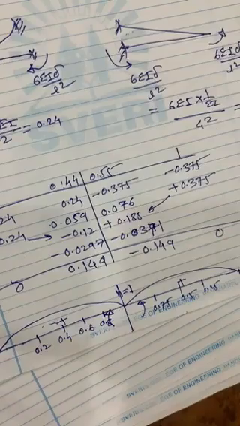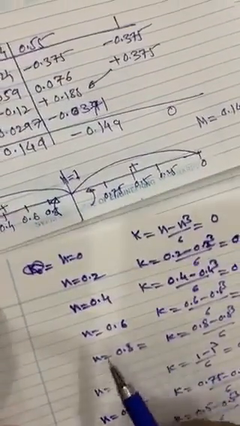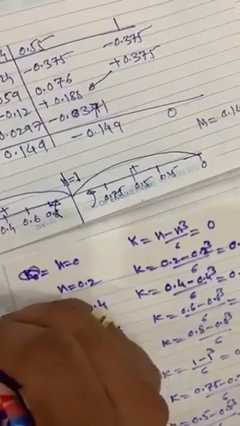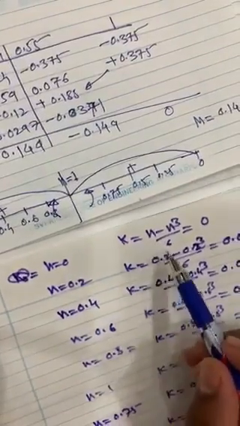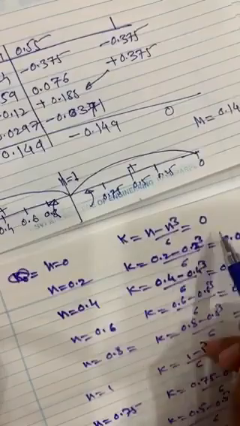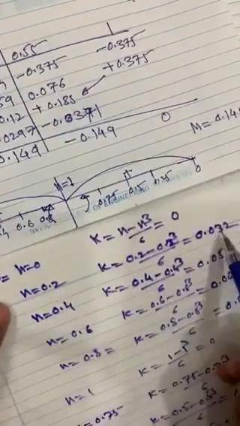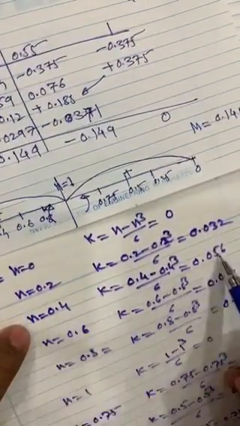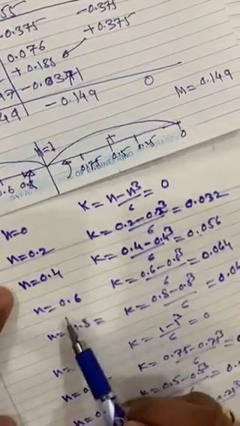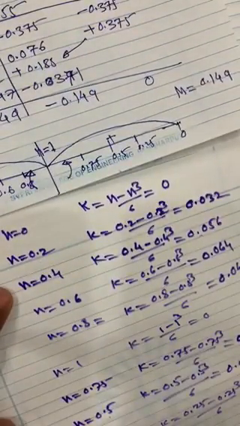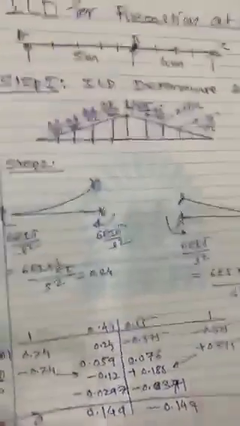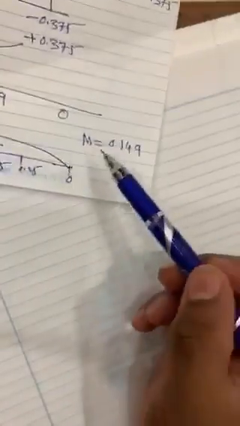How to get those k values: for n equal to 0, k is equal to, what is the formula, n minus n cube by 6. For n equal to 0 it is 0, n equal to 0.2 it is 0.32, n equal to 0.4 it is 0.56, n equal to 0.6, and likewise we have to calculate the k values. Once we have the moment and the k values, we have to apply the k M L square by EI formula.